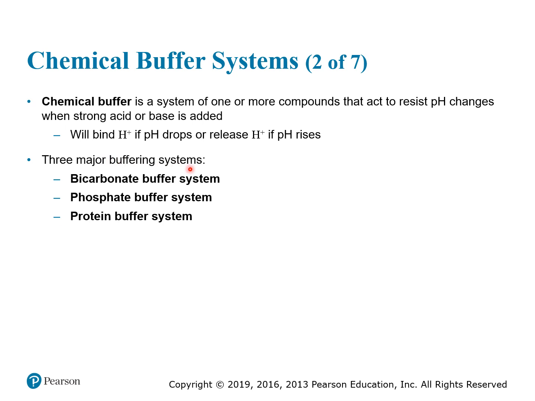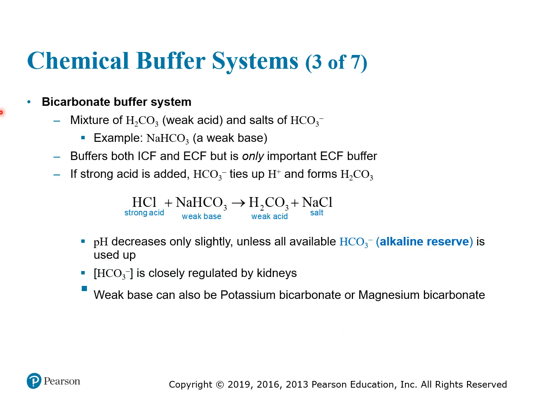So we have three major buffering systems: bicarbonate buffer system, phosphate buffer system, and protein buffer system. The bicarbonate buffer system is made up of a mixture of carbonic acid, which is a weak acid, and a salt of bicarbonate, for example, sodium bicarbonate. So now this is a weak acid and this is a weak base.